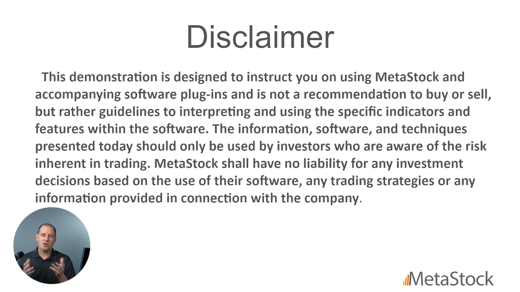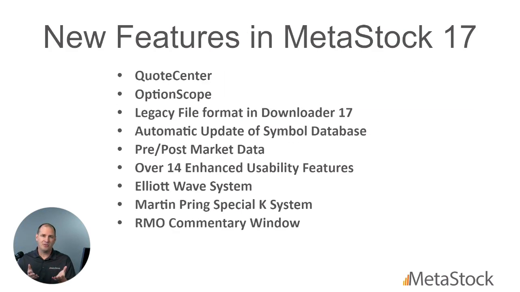So let's go ahead and jump right into what's new inside MetaStock 17. The very first thing we're going to talk about here is a quick overview of what's included in the upgrade. First of all, we have QuoteCenter and OptionScope, which again are the two new power tools. I'm not going to spend a lot of time on this slide because I want to spend details on where in the software we actually are. So QuoteCenter and OptionScope will be our first things.